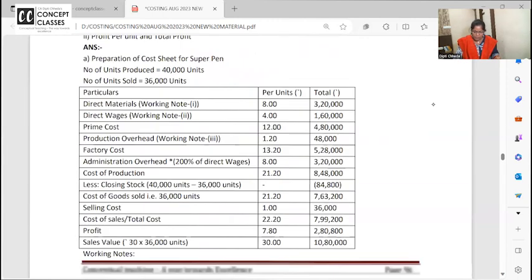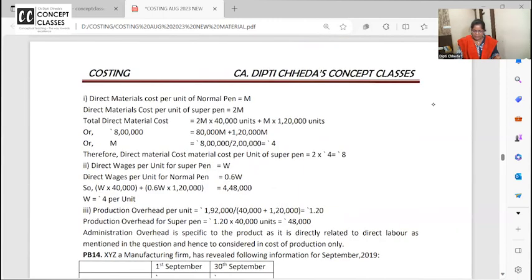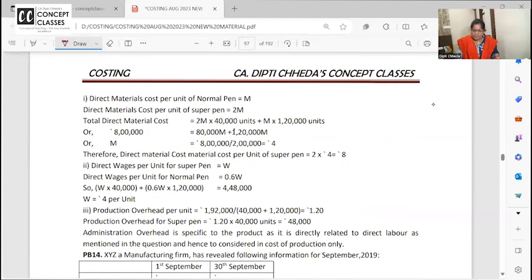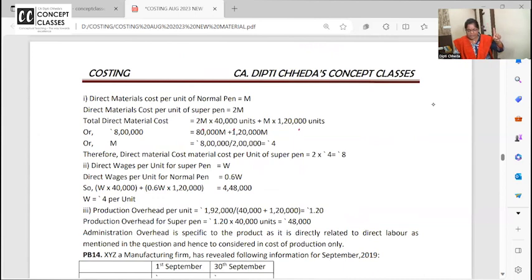So then how will you do this working? Let us check. 40,000 units are using 2 times material, 1,20,000 are using 1 time. Now can we get the per unit cost for this 4 and for this 8? And then can we make the cost sheet?